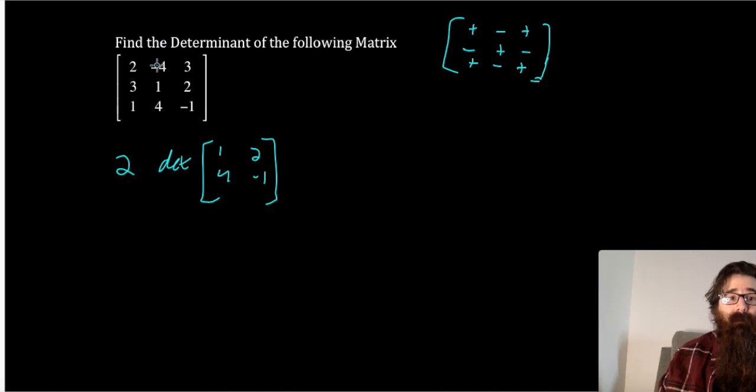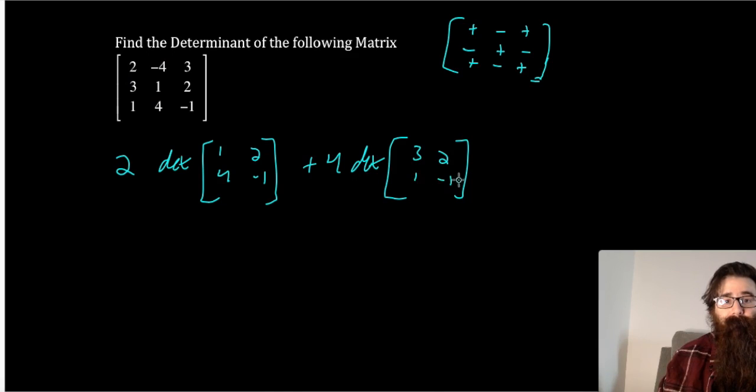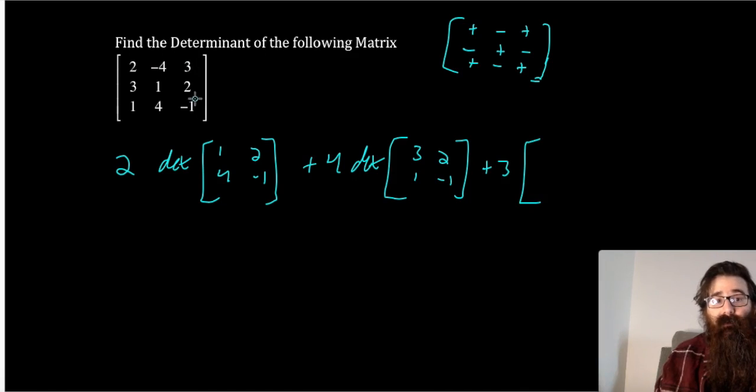And then I'm going to bring out this -4 along this top row. But here it's associated with a minus sign, so I have to flip the sign of that value. So it's already negative, so I'm going to have to make it positive, right? So plus 4 times the determinant of the 2 by 2 matrix when I remove that entry's row and column. So that's 3, 2, 1, -1. And then now I'm going to bring out this 3 at the end of that top row. It's associated with a plus sign, so I'm not going to flip its sign. I'm going to keep it the way it is. That's going to leave me with 3, 1, 1, 4.